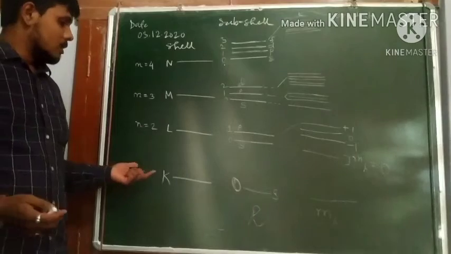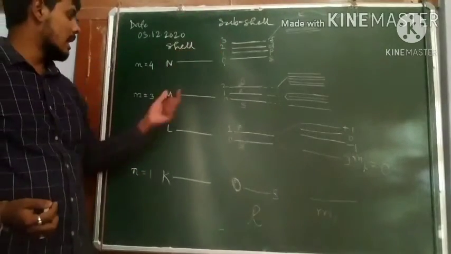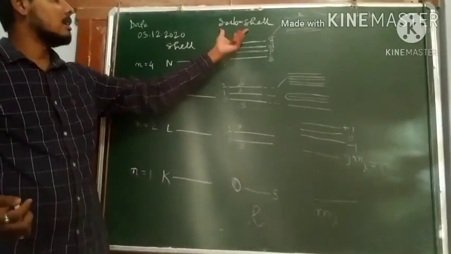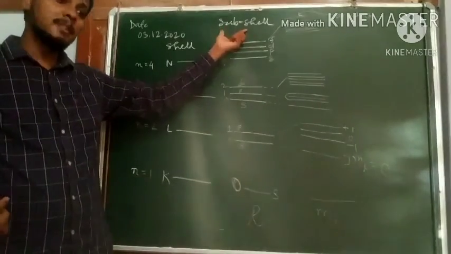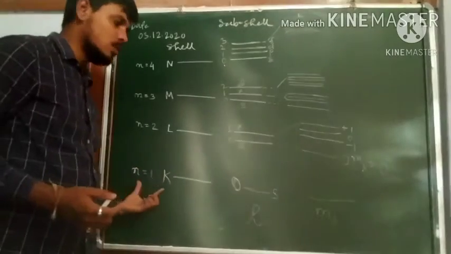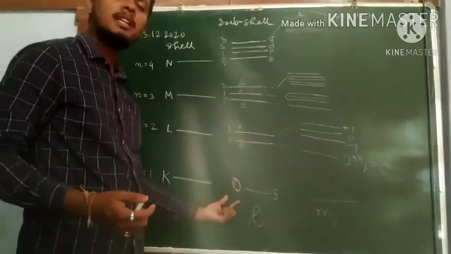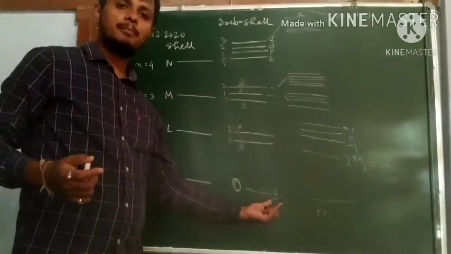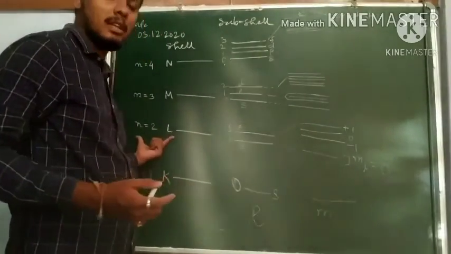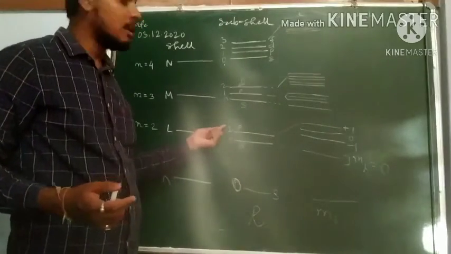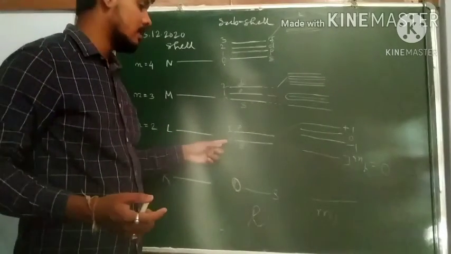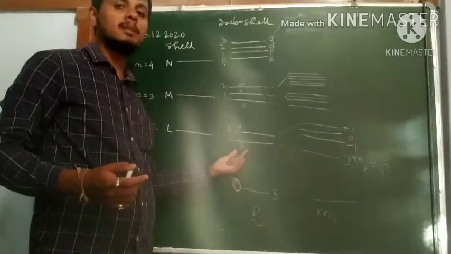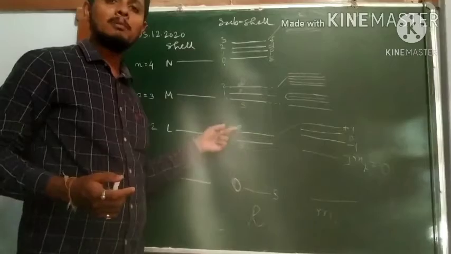Now, this small n value represents the shell, the small L value represents the subshell. Now, if n equals to 1, we have a single value of L which is 0, and the subshell for which L is 0 is the S subshell. Okay, similarly for the L shell, we have two values of L, 0 and 1. When the value of L is 0, we get the S subshell, and when the value of L is 1, we get the P subshell.